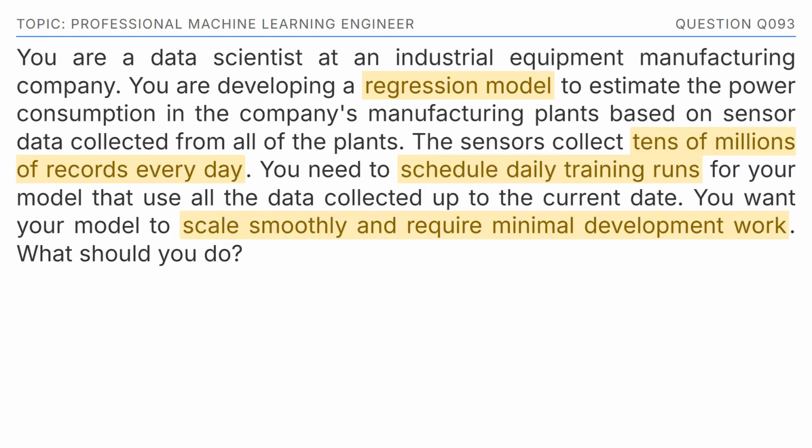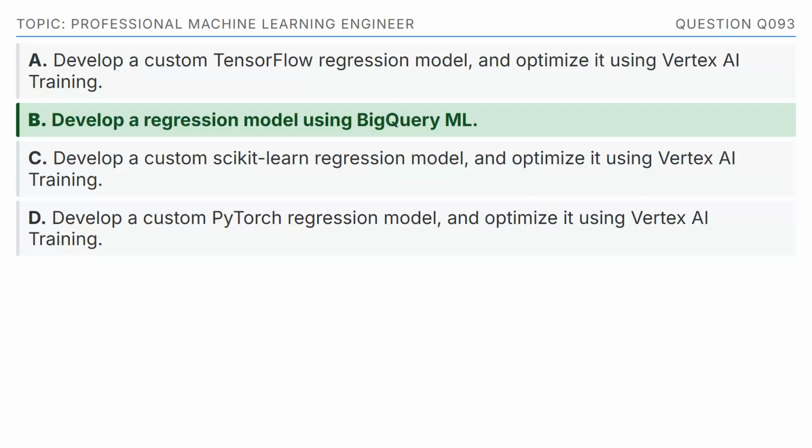To arrive at the correct answer, we focus on the keywords: regression model, tens of millions of records every day, schedule daily training runs, scale smoothly and require minimal development work. The correct answer is option B, develop a regression model using BigQuery ML.